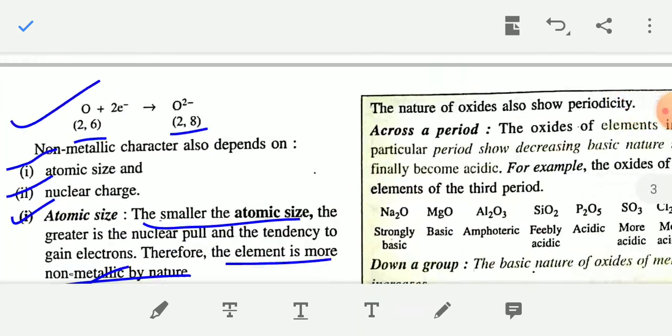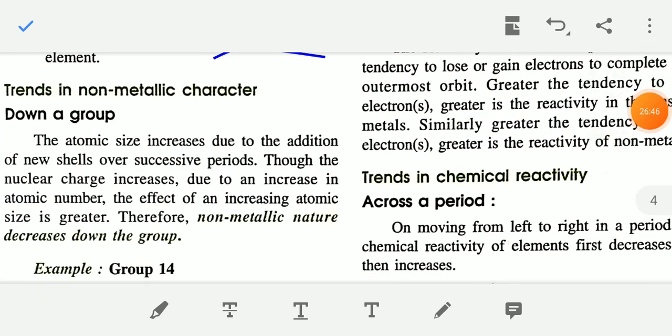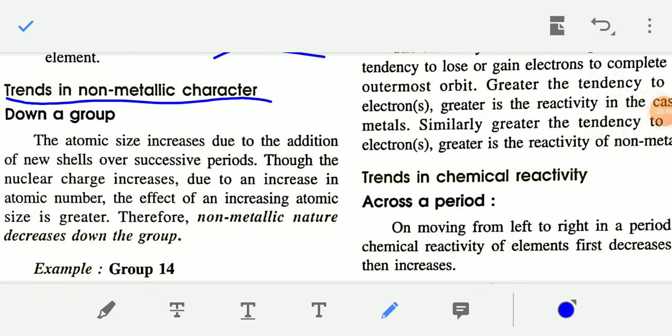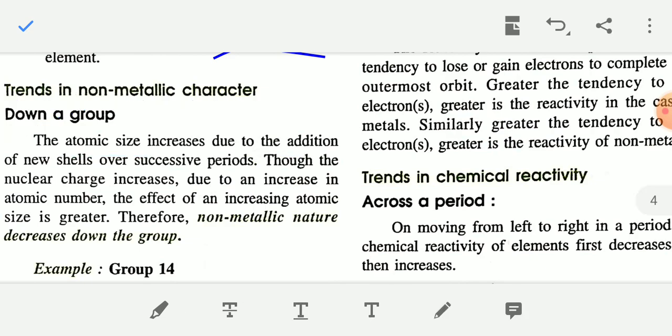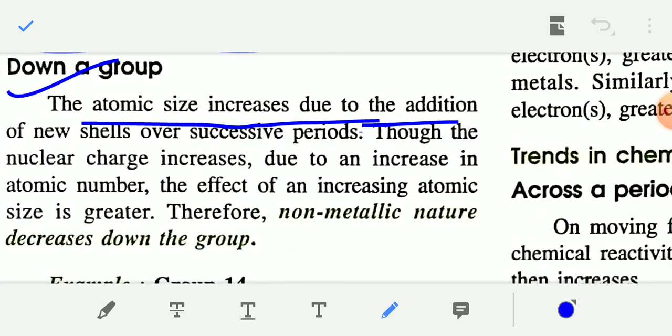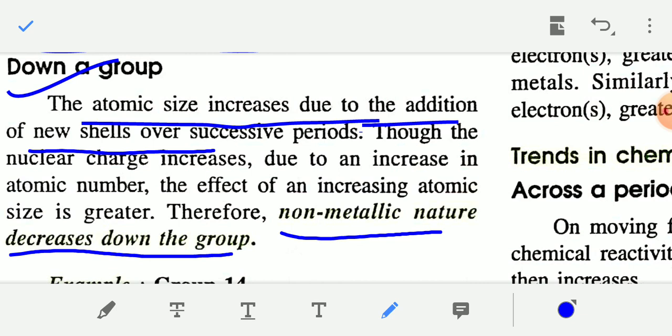Okay, now see trends in non-metallic character. Down a group, it is just the opposite of metallic character. Down a group, atomic size increases due to addition of a new shell, and due to the increase in atomic size, the tendency to gain electrons decreases, and therefore non-metallic character decreases down a group.